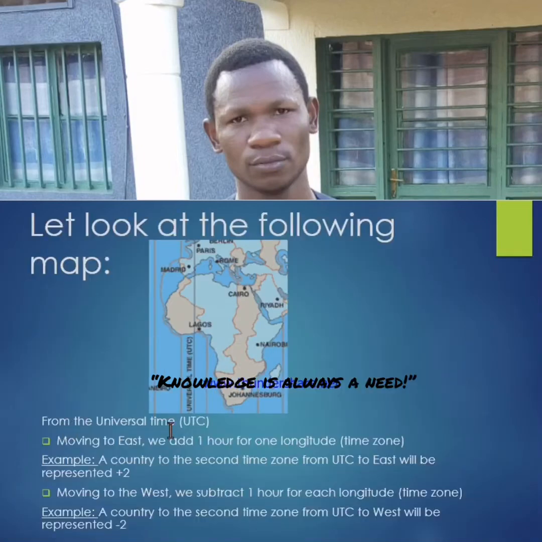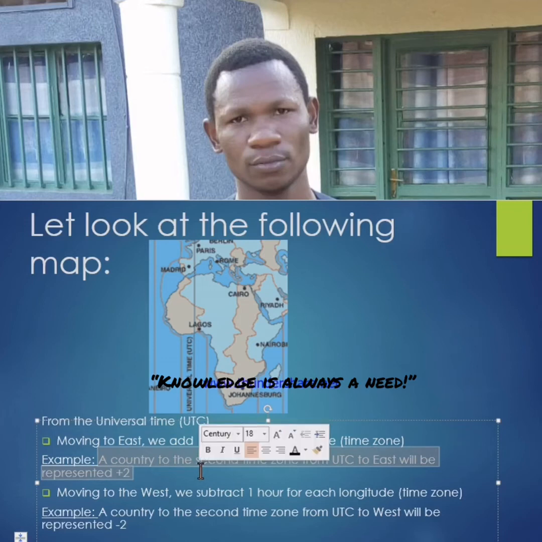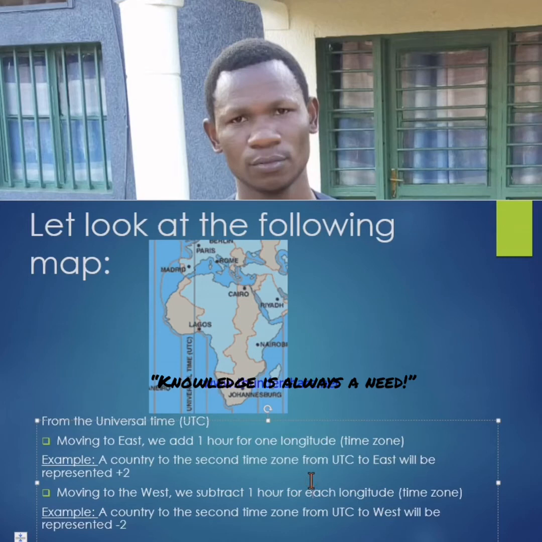As an example, from the universal time UTC, when we move to the east, we add 1 hour for each longitude or time zone. For example, a country in the second time zone. Remember, it is the second time zone. Because it is the second time zone, we represent that time by +2 because we are going to the east. Why are we adding 2? We are adding 2 because it is the second position. From 0 we have the second, so we have 2. But because we are going to the east, we add 2.